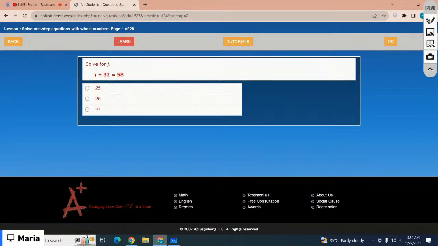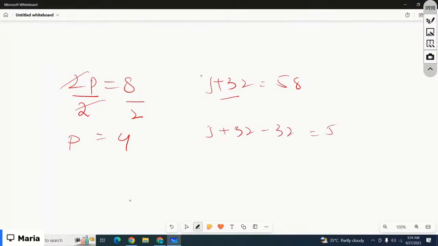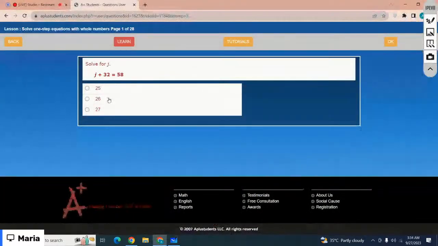J plus 32 equals 58. You have to perform the operations in the reverse order, right? Opposite to addition is subtraction. So just subtract 32 from both sides. 32 minus 32 is 0. You are left with j. 8 minus 2 is 6 and 5 minus 3 is 2. That means it is 26. So j is 26.